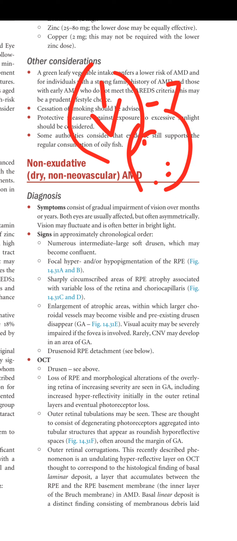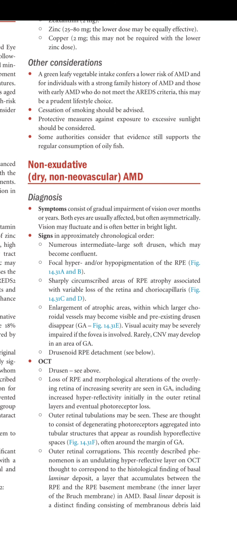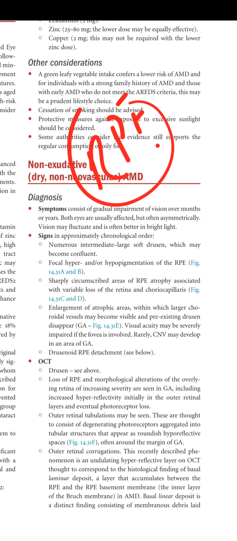Signs, approximately in chronological order: numerous intermediate and large soft drusen which may become confluent. So on fundus examination you will see intermediate or large drusen which become confluent and may coalesce to form large drusen. Focal hyper- and hypopigmentation of the RPE, sharply demarcated areas of RPE atrophy, associated with variable loss of retina and the choriocapillaris. So there can be RPE atrophy which can lead to loss of retina and choriocapillaris.